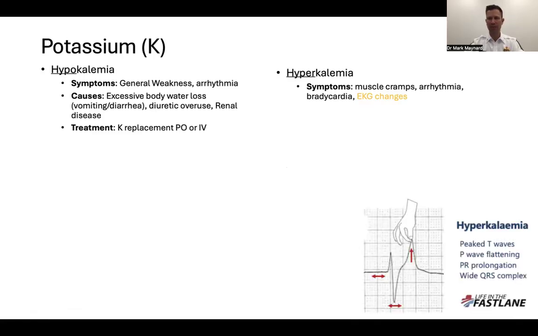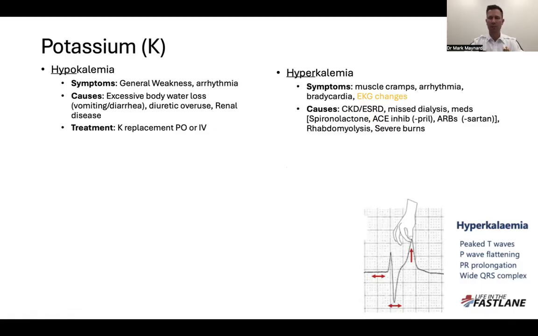So the first thing is you start to lose the PR interval. You can start to get peaked T waves. And remember, these are going to be very symmetric and peaked. And the QRS will eventually widen and then finally widen so much it becomes a sine wave. Those are the signs of hyperkalemia.